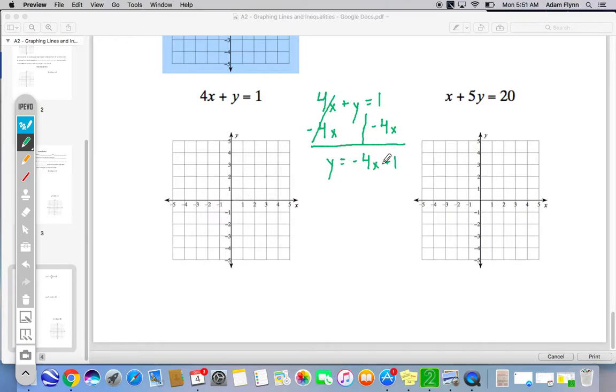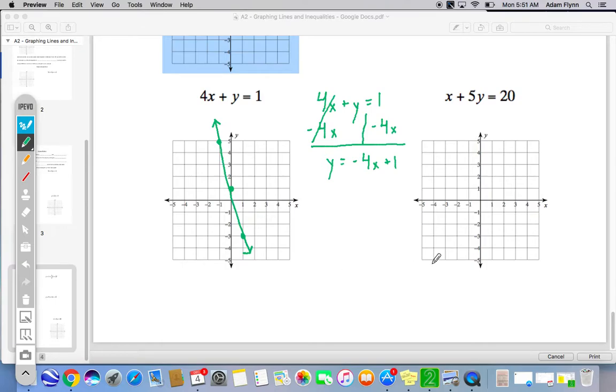So first I'll start with my y-intercept, which is plus 1. So I'll go up 1, make my first point. And my slope is negative 4, so that means I can go down 4 and over 1. And in the opposite direction, I can go up 4 and over to the left 1. And now I can make a nice straight-ish line going through those 3 points.